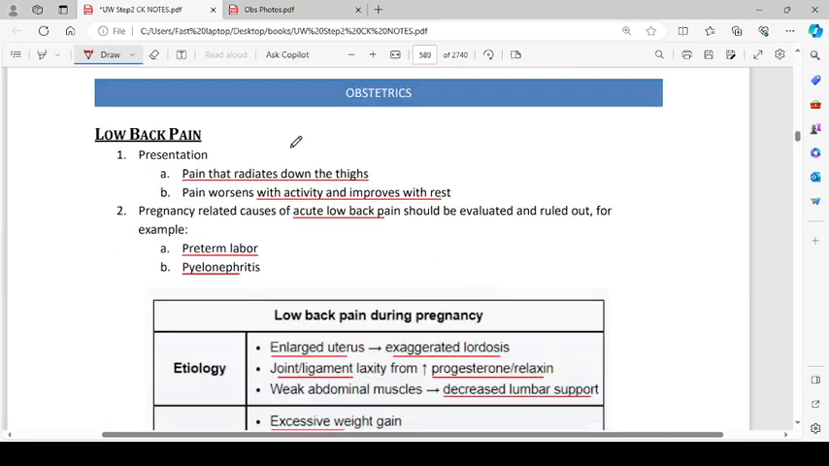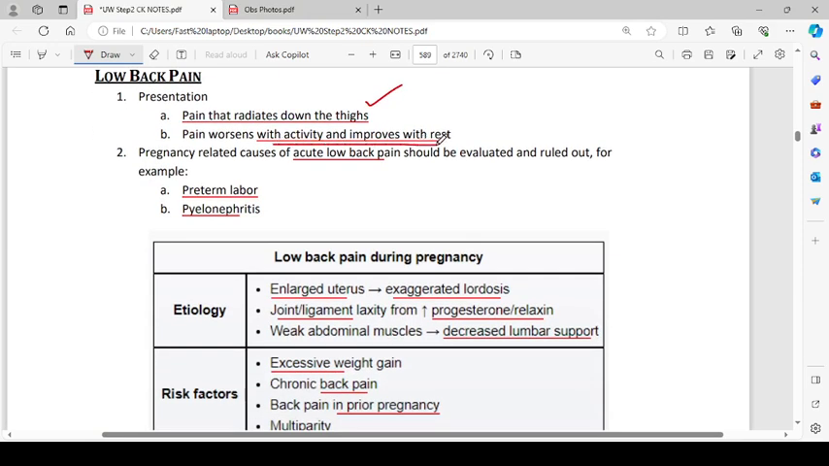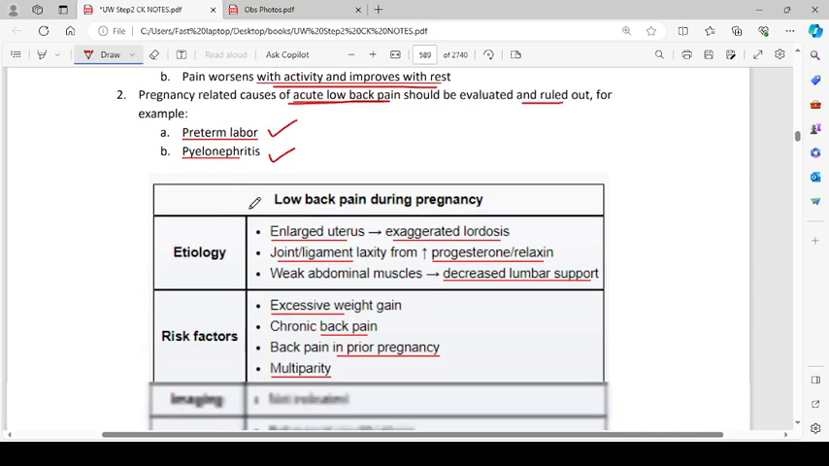Then we have low back pain. Presentation: pain that radiates down the thighs. Pain worsens with activity and improves with rest. Pregnancy-related causes of acute low back pain should be evaluated and ruled out, for example, preterm labor and pyelonephritis.